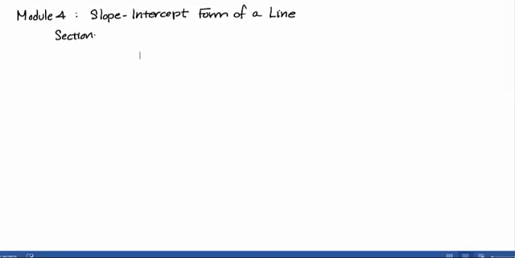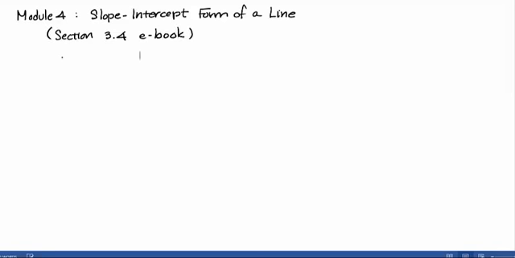Okay, now we're going to be talking about, we're still in Module 4. We're still talking about slopes of lines, but we're going to talk about the slope-intercept form of a line. All we're saying is the way this equation is written is a special way to write it, and it gives us a lot of information. So again, this is section 3.4 in the ebook.